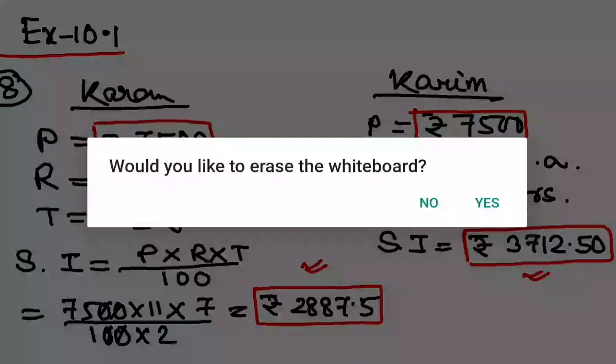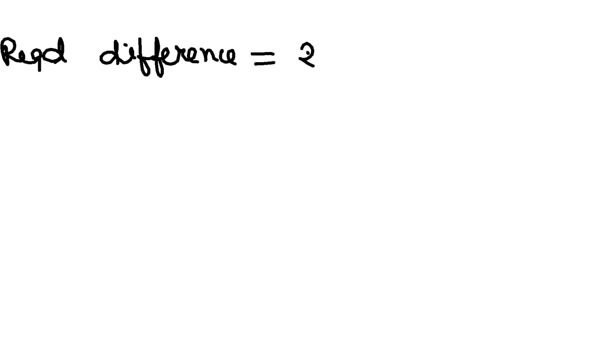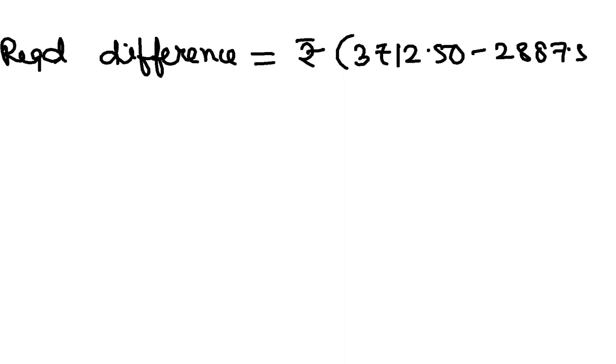So the required difference will be rupees 3712.50 minus 2887.50, and if you subtract, you will get the difference as 825. Alright, so this is question number 8, very important. Now let's go to question number 9. This is interesting. What sum of money will fetch a monthly interest of rupees 1000 at 6% per annum?